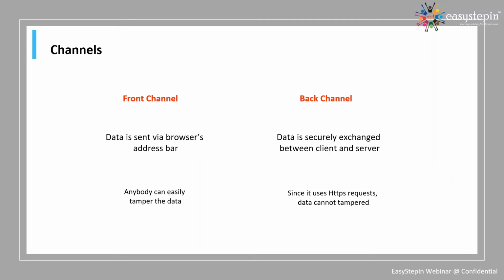Okay. Then we have different channels called front channel and back channel. Front channel is where the data is sent via the browser's address bar, so anyone can easily tamper with that data. And back channel is where the data is exchanged securely between the client and the server. Since it is using an HTTPS request, the data cannot be tampered with. And the response from the server can be trusted because it comes back in the same connection.